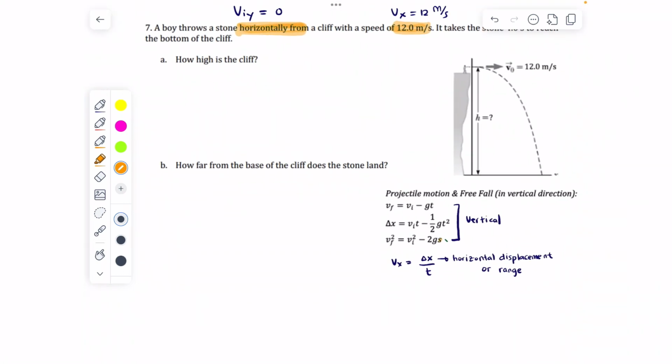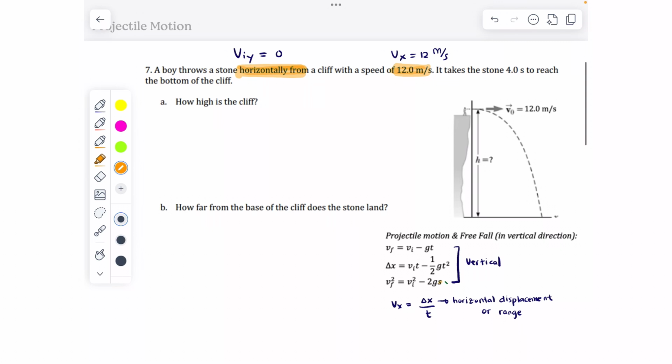Alright, so let us now try to solve the problem. What are the given values in our problem? So we have the initial vertical velocity that is equal to 0, because once again, the projectile is launched horizontally. We're also given the horizontal velocity of the projectile, and that is 12 meters per second. And we're given the time it takes for the projectile to reach the ground, and that is 4 seconds. The first question, how high is the cliff? We need to solve for h.